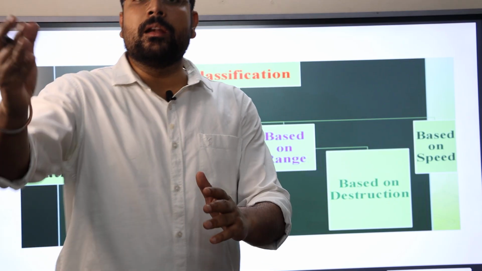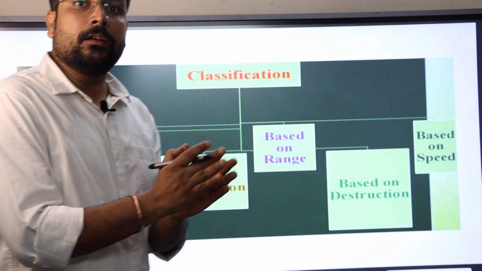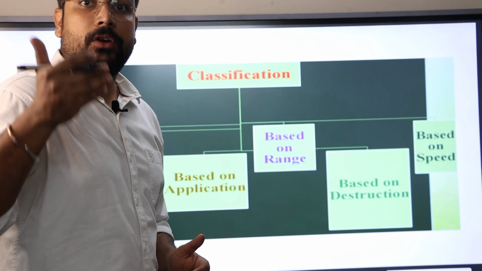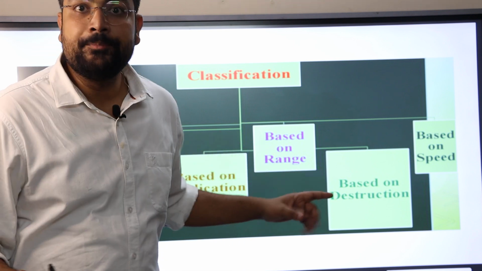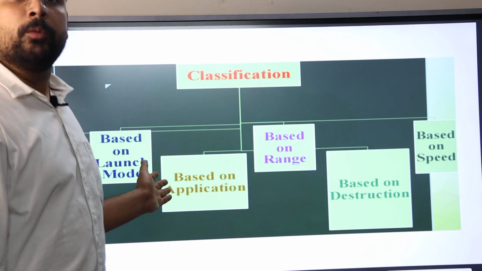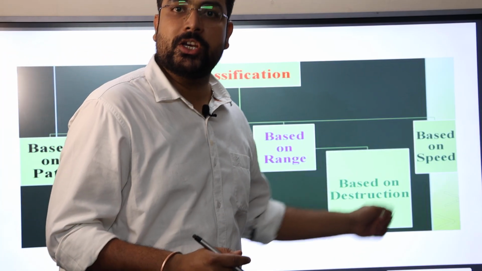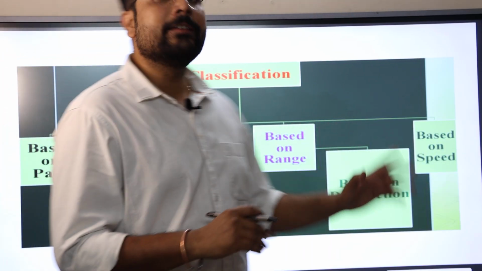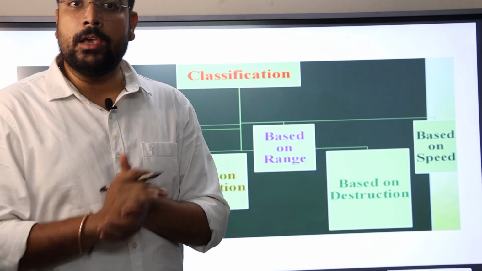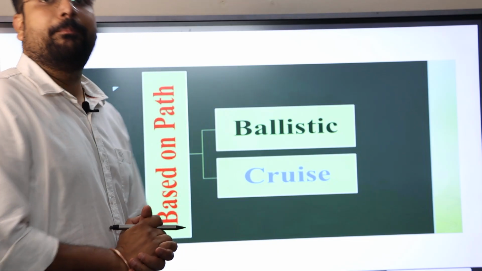There can be n number of ways to classify a missile, but here we will see certain parts which are important from the point of view of examination. In this order I have divided all the classification into 6 categories. First classification is based on path. Second one would be launch pad. Third one would be based on application. Fourth one would be based on range, then destruction, and the last but not the least would be based on speed. These are the total 6 categories of classification where we will see all the comprehensive parts of missiles. So let's continue. The first one is based on path.